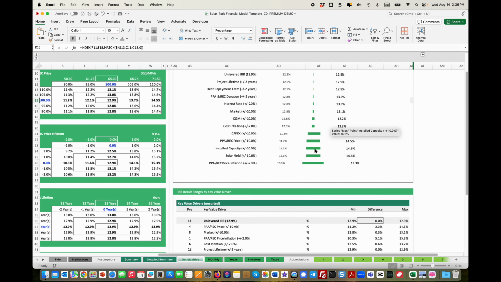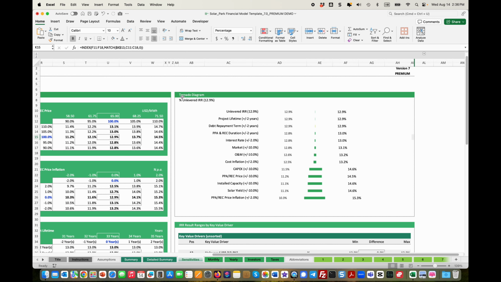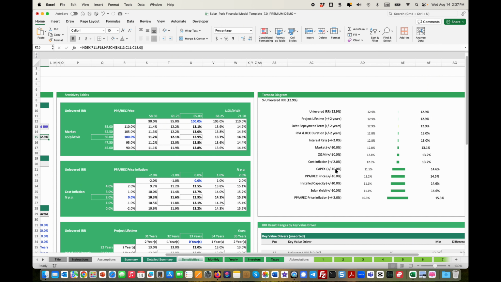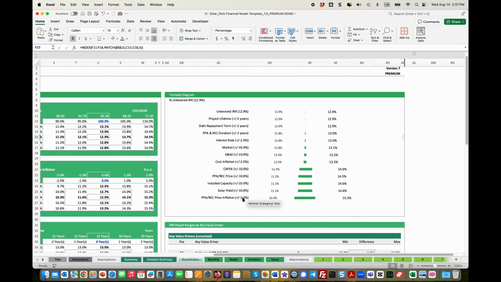But then what you can see, what the reward is, is this tornado diagram. And basically what we want to know is which assumptions have the biggest effect on the model. And we do this by basically changing each assumption by a specified range. And then we want to calculate how this will impact the IRR. So if the IRR is 12.9%, any change you see in price inflation plus minus 2% basically would lead to a lower or higher IRR unlevered in the range of 10.3 to 15.3%.